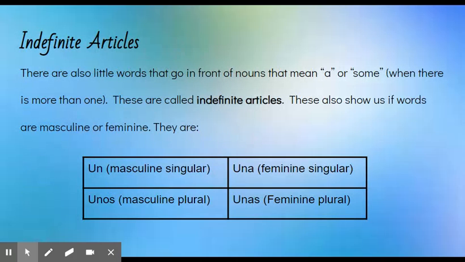Today we're going to talk about indefinite articles. These are also little words that go in front of nouns, but instead of meaning the, they mean a or some when there's more than one. These are called indefinite articles. These also show us if words are masculine or feminine. They are un, una, unos, and unas. We use un when we have one masculine object like libro, un libro, and we use una when we want to say an eraser, una goma.